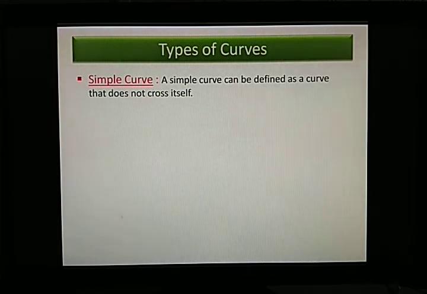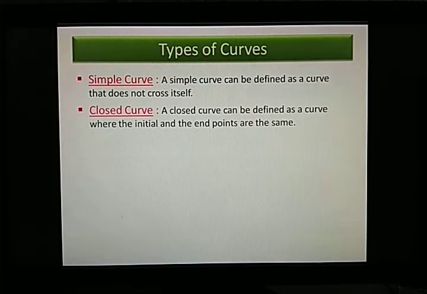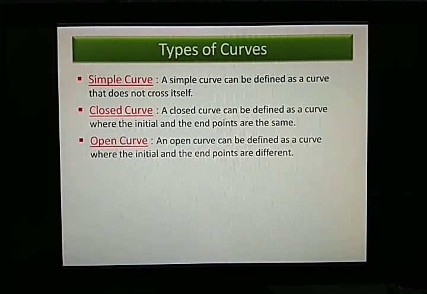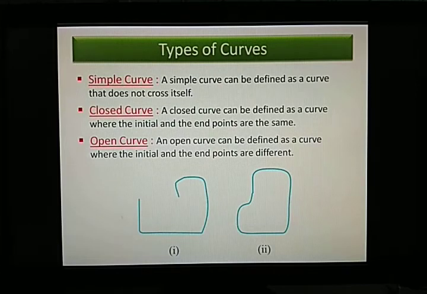Now moving on to the next, closed curve. By the definition itself, we know that a curve is closed when the initial and the end points are the same. And just its opposite, open curve. An open curve is a curve where the initial and the end points are different. So let us see one diagram, it will be clear to you. Obviously this is open, you can see it is totally open, and here it is closed.